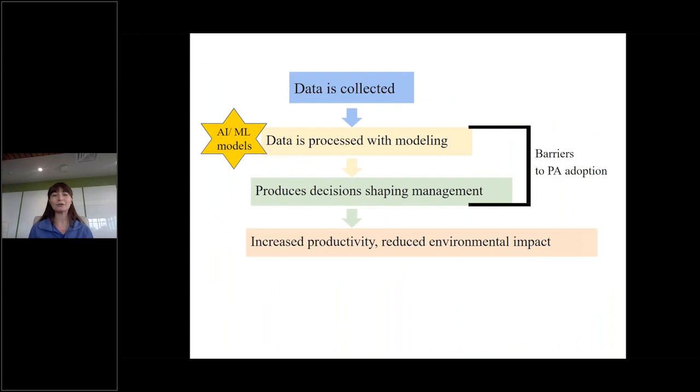So essentially going from the point in which data is collected until we can increase our productivity and reduce our environmental impact in a specific field goes through these 4 steps. Machine learning and AI models are often part of that model processing part, and we see that there are barriers to adoption often in the middle here. So with the processing of the models and the shaping of the management decisions. And so that's what the rest of this presentation is going to be talking about today.